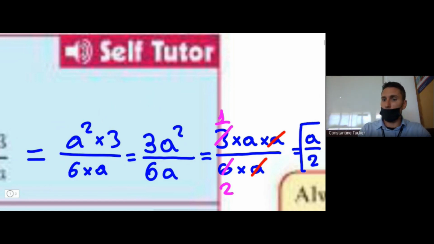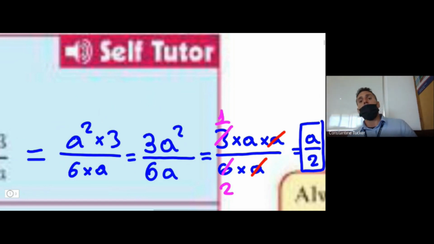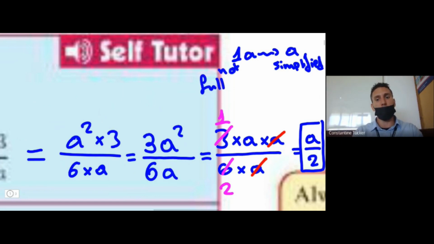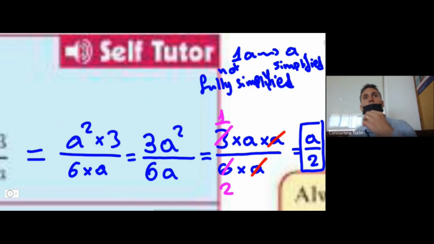So that would be, well, 1a simplifies to a. So this is fully simplified. So if you put a, it's fully simplified. If you put 1a, it's not fully simplified yet. So you would ideally want to do that. You would want to get rid of the 1. Okay, it looks a bit more professional. It looks professional.